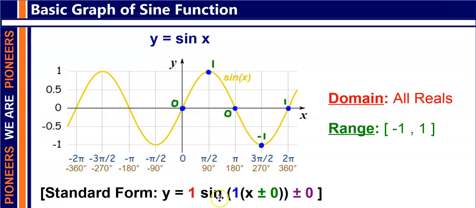Now, when we get to future problems where the standard form is not obviously in basic function form and different values affect the graph, the domain will always still be the same. It will still be all reals. The range, however, changes based on the minimum value and the maximum value. There you go.